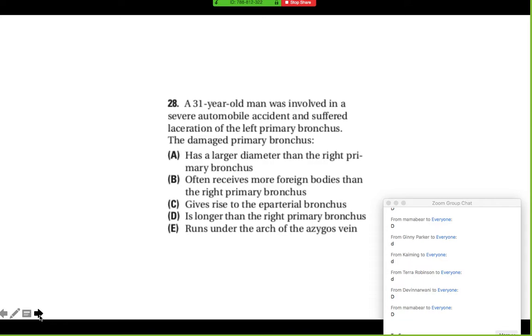A 31-year-old man was involved in a severe automobile accident and suffered laceration of the left primary bronchus. The damaged primary bronchus, what? Yes, so everyone's got that one right. It is longer than the right primary bronchus.